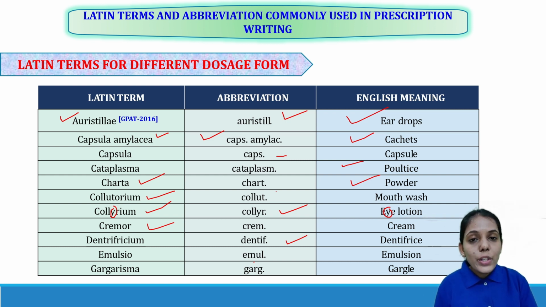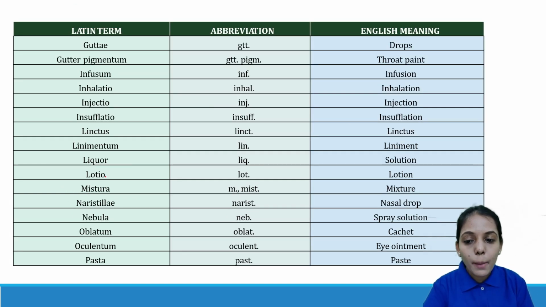So these are different things which cannot be identified from the Latin words. You have to see that one. Next is Gute. This one is something different. Gute is nothing but drops. The abbreviation is GTT. So that is drops.